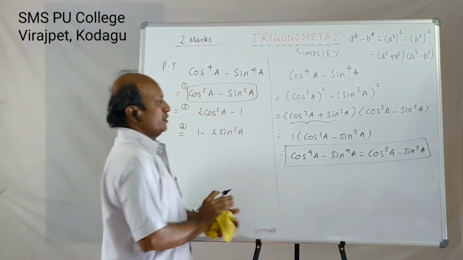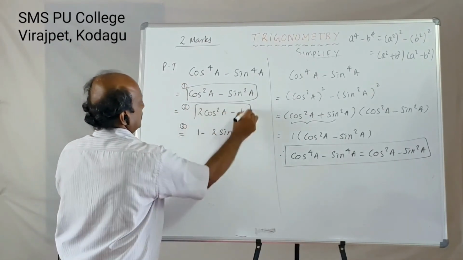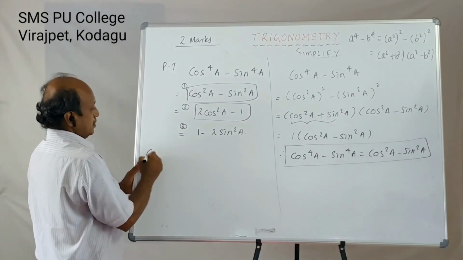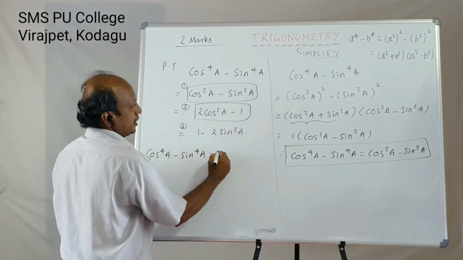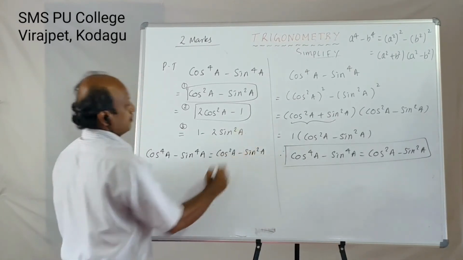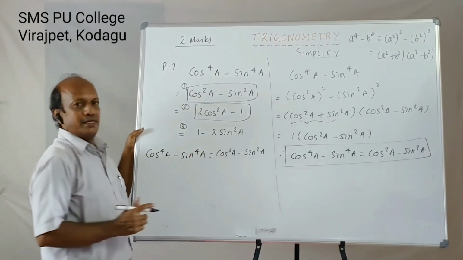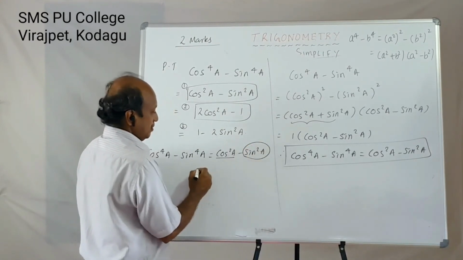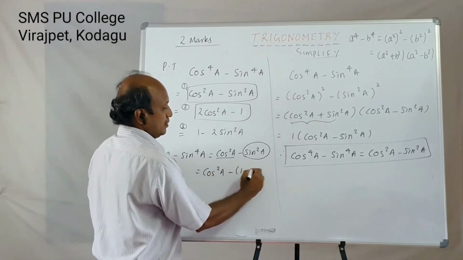Now we are going to prove the second one. What is required? Look at the second one: 2 cos square a minus 1. What is the result you are getting? Cos to the power of 4a minus sin to the power of 4a is cos square a minus sin square a. The right hand side should be 2 cos square a minus 1. Already one cos square a is there, but the sin you have to convert in terms of cos. Sin square a is nothing but 1 minus cos square a.